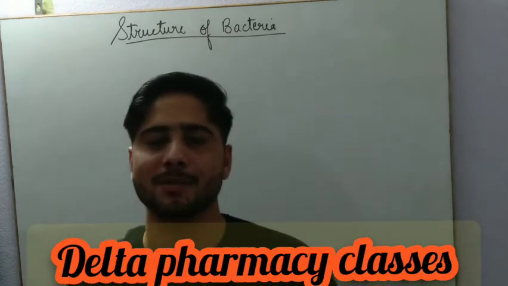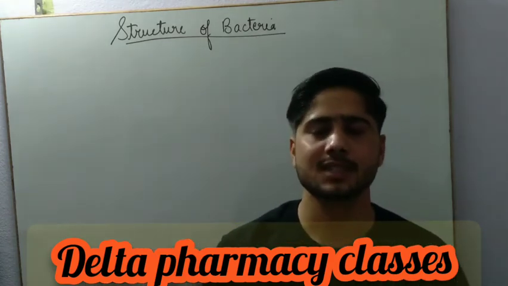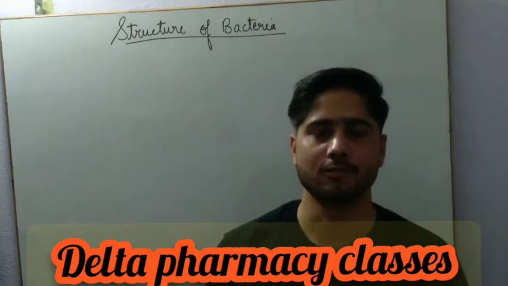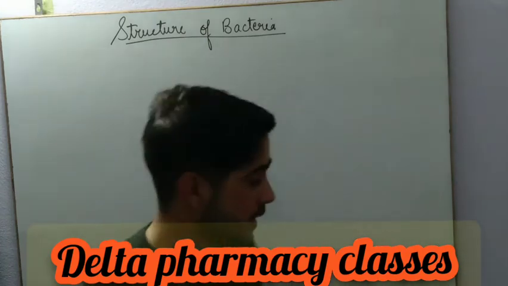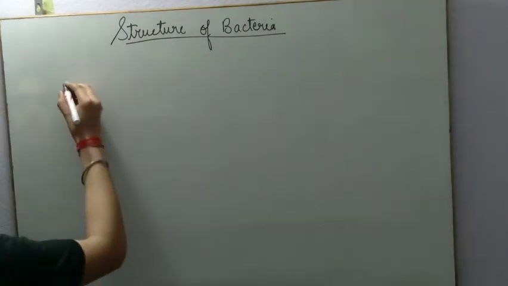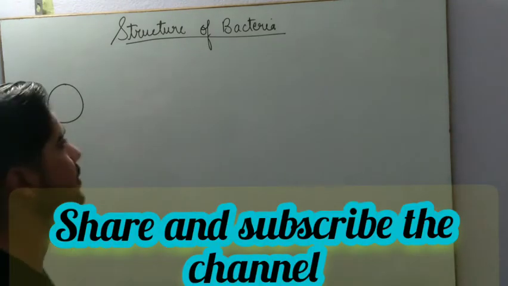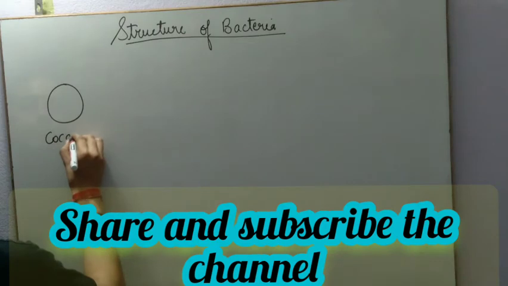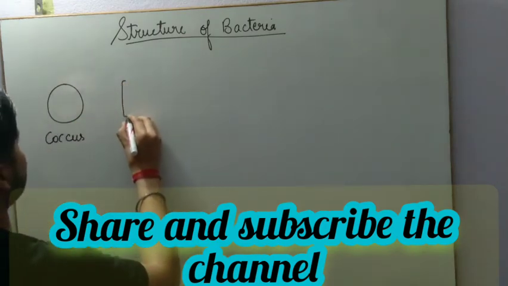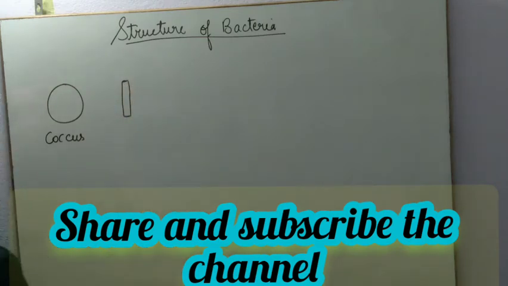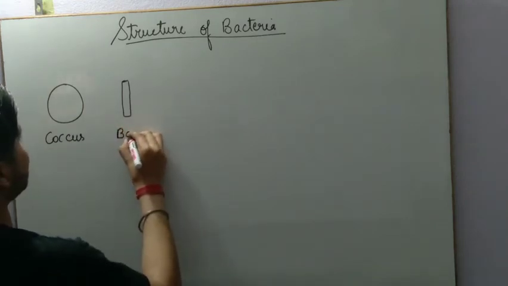So today we will discuss the structure of bacteria, and before this, first we will discuss the types of bacteria. We know bacteria primarily have three types of structures. Number one is spherical, and these bacteria are called cocci. And if bacteria have a rod-like structure, then this type of bacteria is called bacillus.